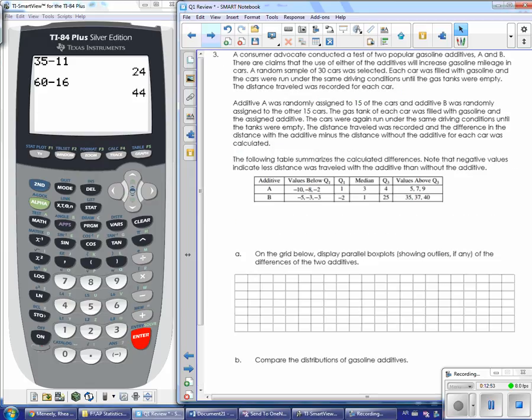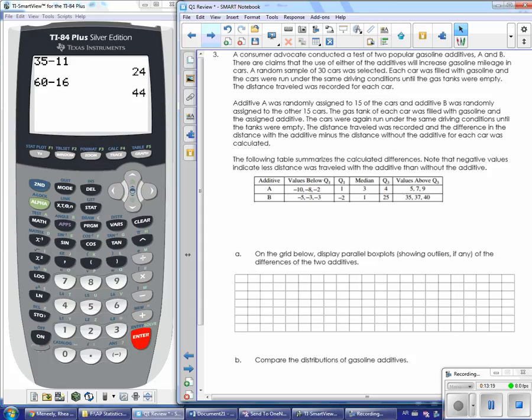The next problem is very similar to the free response questions that I've asked you to do. We've done like 3 of them already, so I'm expecting each of you to get a perfect score here. You are given some information about values of gasoline additives, and you're asked to construct parallel box plots showing outliers. Then you're asked to compare the distributions and choose which additive would be better.